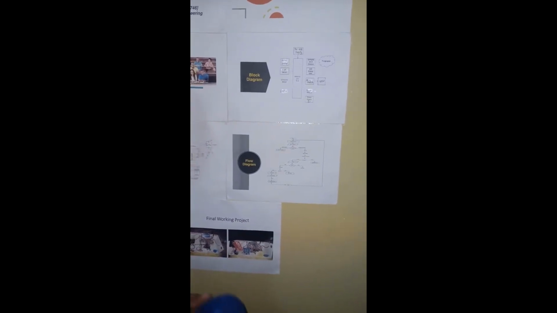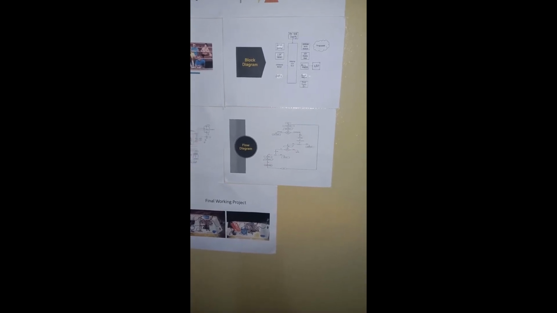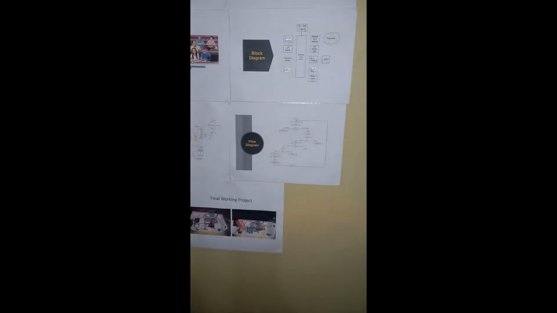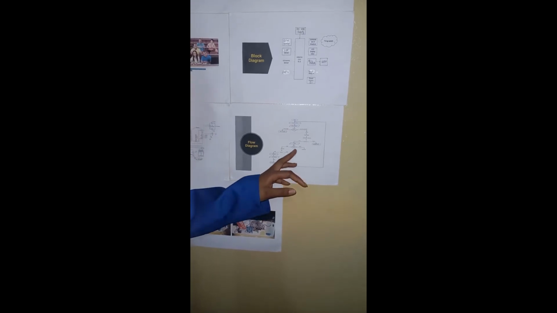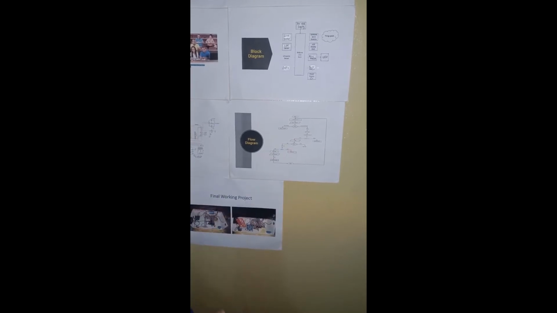Then if the student is granted access, the servo will rotate 90 degrees and open the door for students to access the venue. And we have the ultrasonic sensor, which is responsible for counting the number of students accessing the venue. Then we have the LDR sensor, which is connected to the relay. The relay then turns lights on or off.